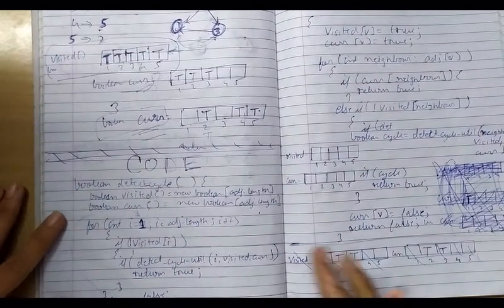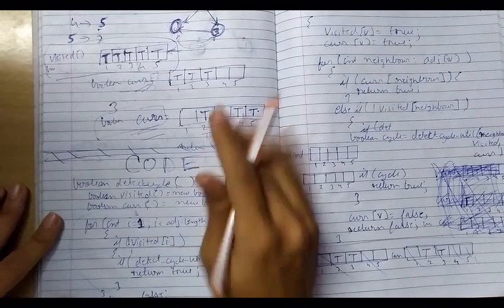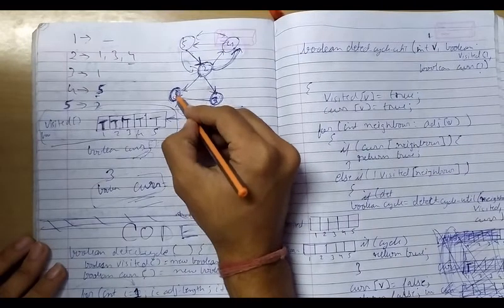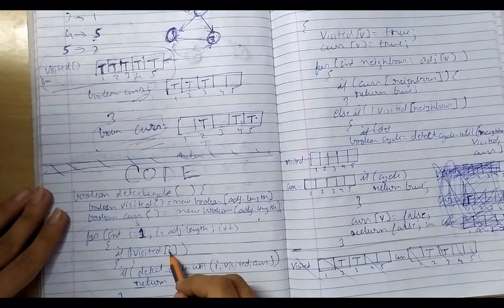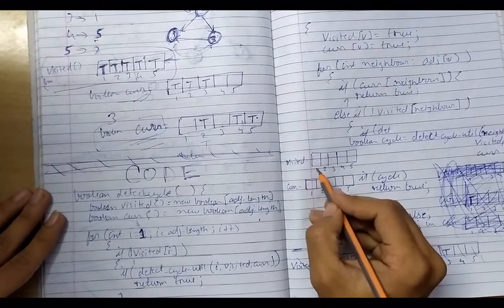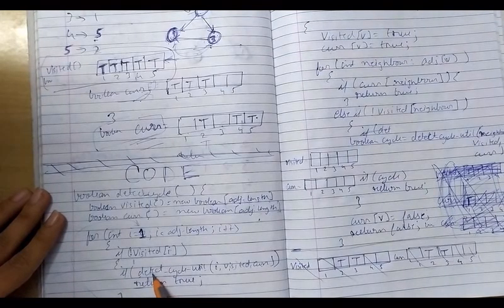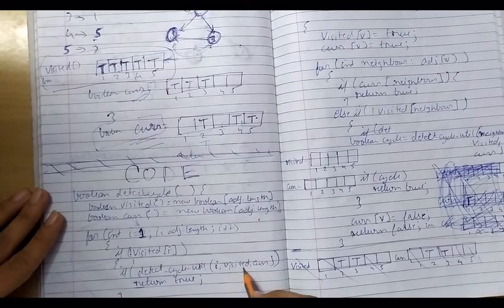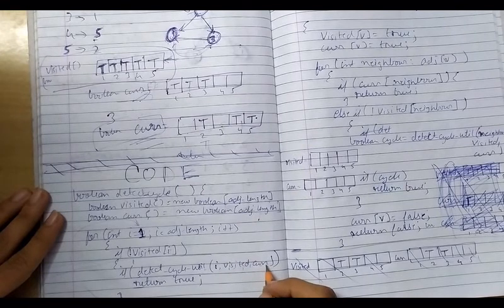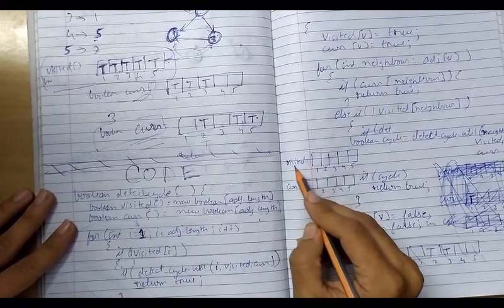So now let's see how this code is working. Here i is equal to 1. We are starting from i equals 1 and check whether visited[1] is true or not. Here our visited array is not marked as true. Then we will visit it, then we will go to the detect cycle util function. Here we will pass i, which is 1, the boolean visited array, and the current boolean array.